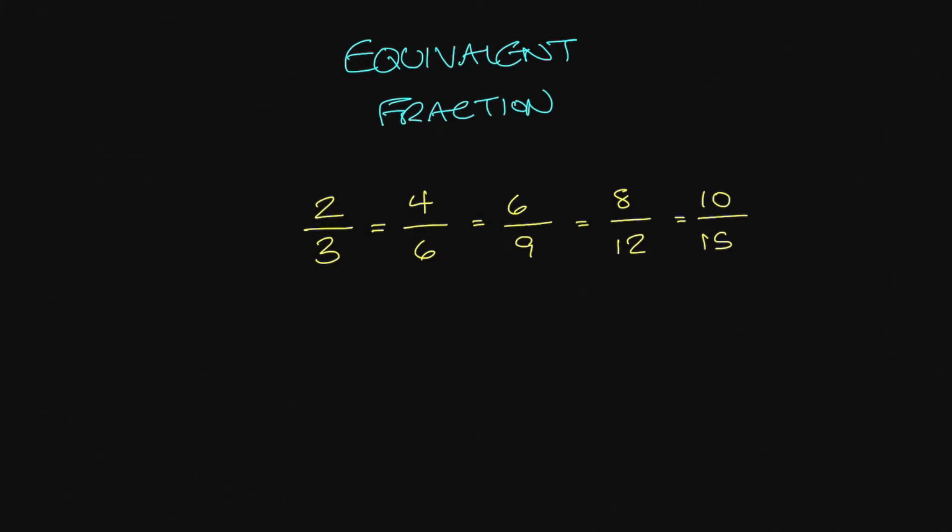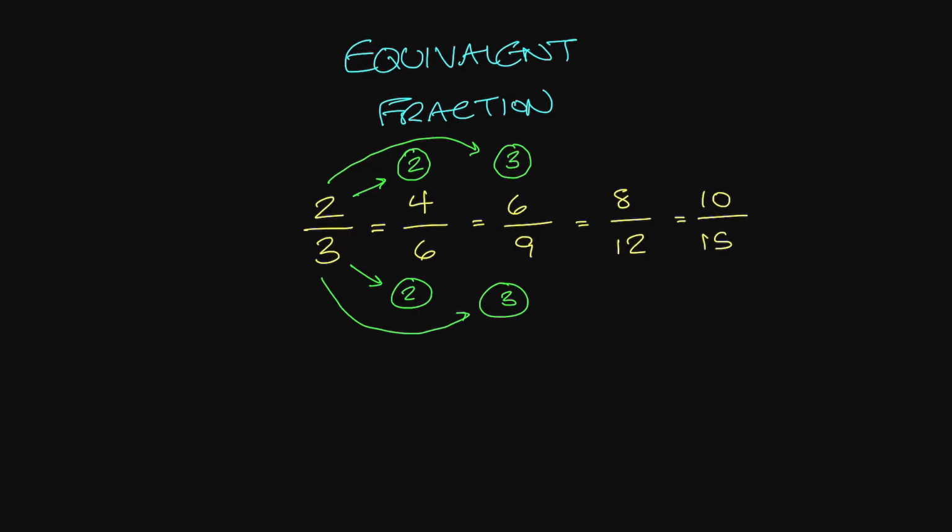With 2/3, I multiplied both by 2. With 4/6, I multiplied the numerator and the denominator of 2/3 by 2. We know this because 2 times 2 is 4, and 2 times 3 is 6. And likewise, if you come out to 6/9, the multiplier was 3. I know this because 2 times 3 is 6, and 3 times 3 is 9.